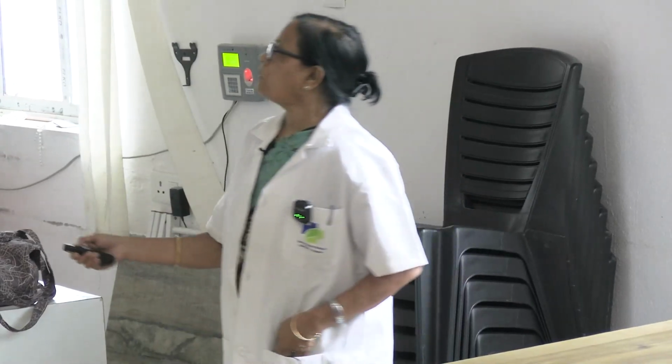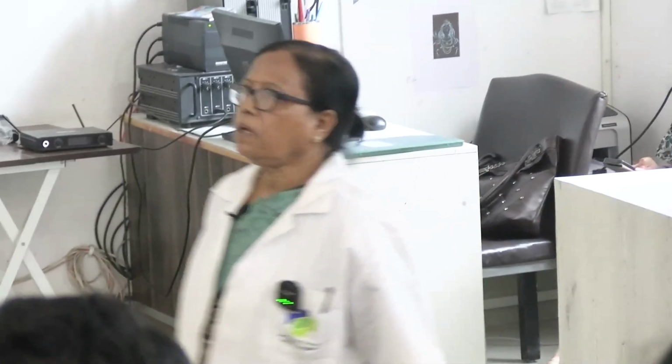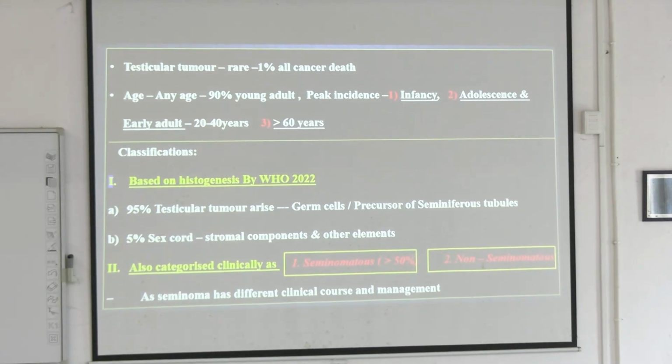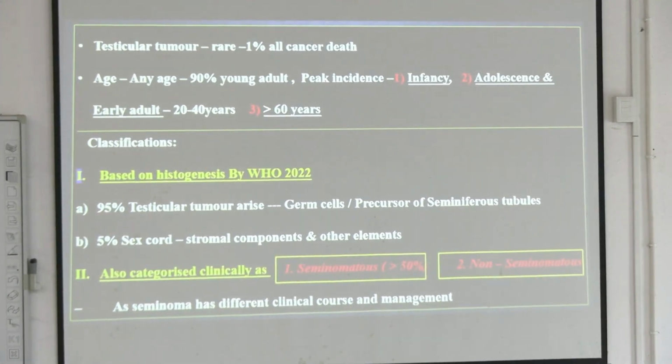The classification, based on WHO 2022, depends upon the structure of origin. The testis is a site for spermatogenesis, so tumors arise from two separate entities. One arises from the germ cells, that is 90%. Another, 5%, arises from the stroma. So one tumor is of germ cell origin and another is of stromal origin. This is the two broad classification. Germ cell neoplasms include precursor lesions and seminiferous tumors. The 5% stromal tumors arise from other stromal cells, such as Leydig cells and Sertoli cells.